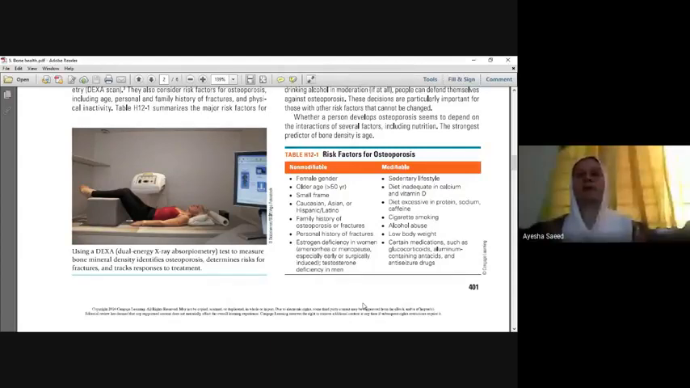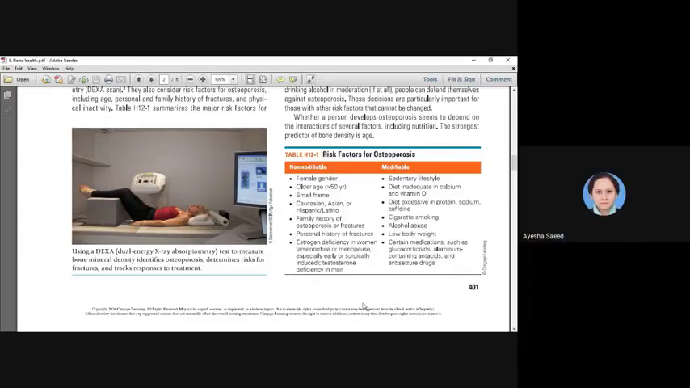Modifiable risk factors are sedentary lifestyle. A person can have an active lifestyle. Diet inadequate in calcium and vitamin D. Diet excessive in protein, sodium, and caffeine. When we studied minerals, we saw that when a diet is high in protein and high in sodium, high protein and high sodium excrete calcium.